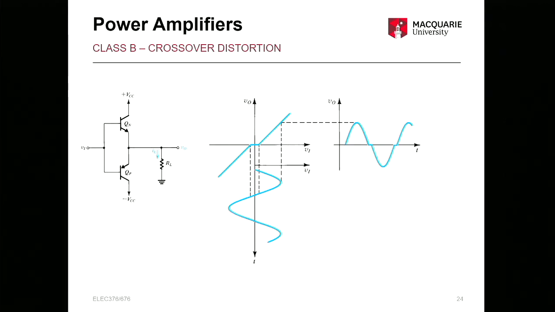So what does that look like in the time domain? Well, that's our transfer function there. And in the time domain, we're going to get this little distortion effect around here every time we cross from negative to positive. So in an audio amplifier, that's going to make a very unpleasant sound that is definitely not what you want.